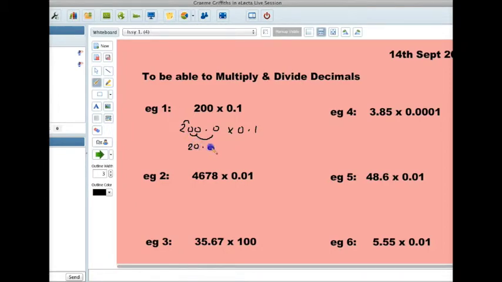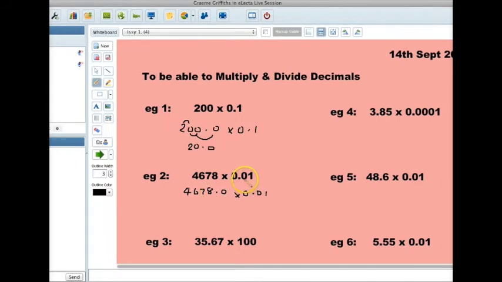Let's have a look at the second example then. We've got 4678 times 0.01. Now I'm going to write this down as 4678.0. Because we've got two decimal places now, how many places am I going to move this to the right? 2. Well done. So we're going to move all the digits now 2 places to the right.